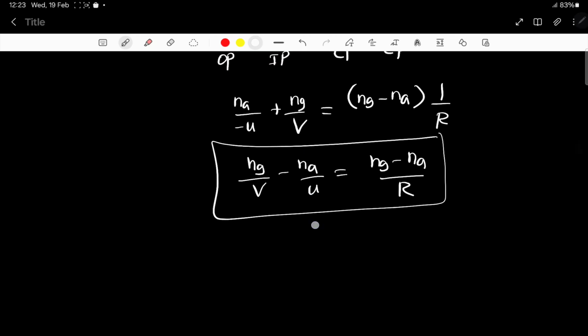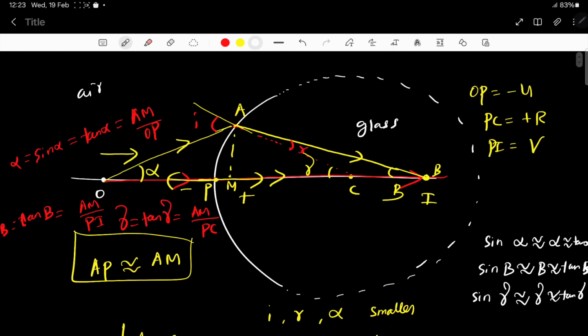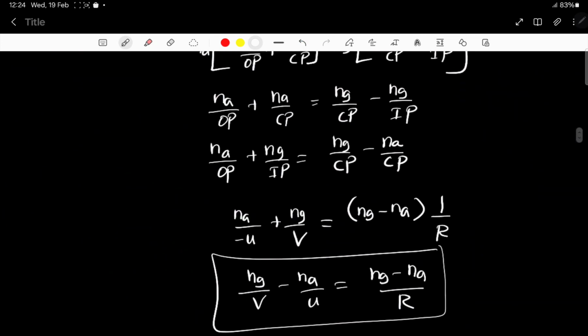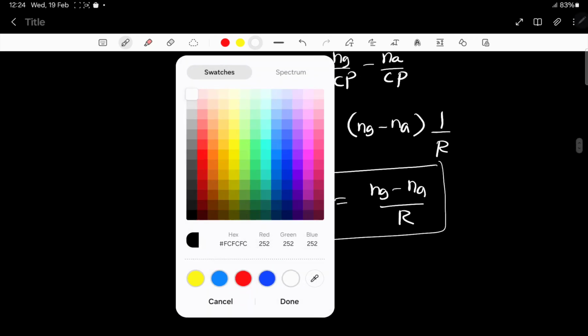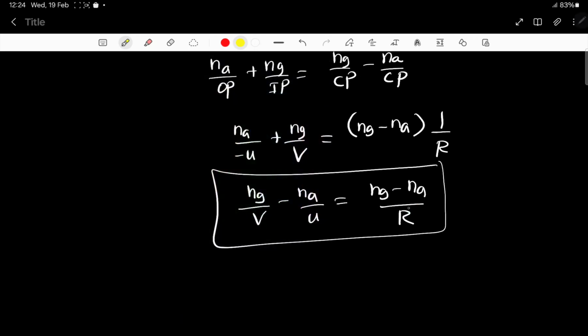If you have a single spherical surface, and you know where you place the object, that is the object distance, you can get the image distance if you know the radius of curvature of the spherical surface, by using this formula. Here Ng is the glass medium, Na is the air medium, and Ng minus Na. Generally I can rewrite the same equation into this form also.